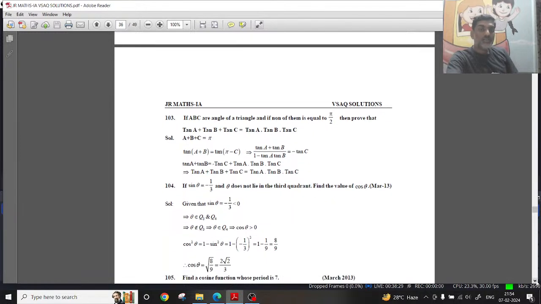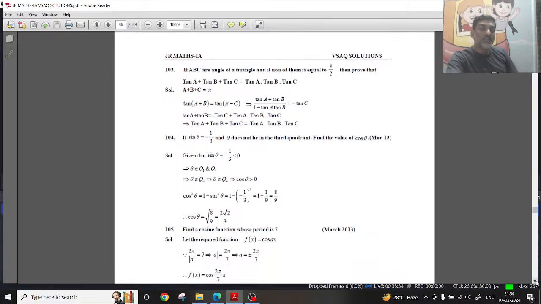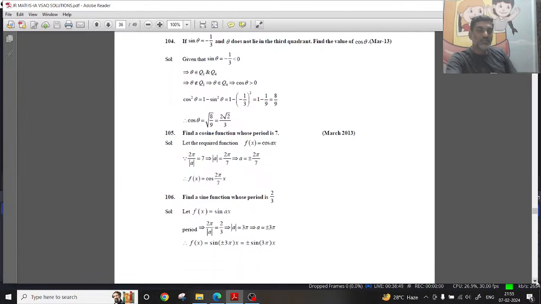And 104, sin theta equals negative 1 over 3. Theta does not lie in the third quadrant, so theta must be in the fourth quadrant. In the fourth quadrant, cos theta is positive, right? So cos square theta equals, this is a simple question, cos square theta equals 1 minus sin square theta.